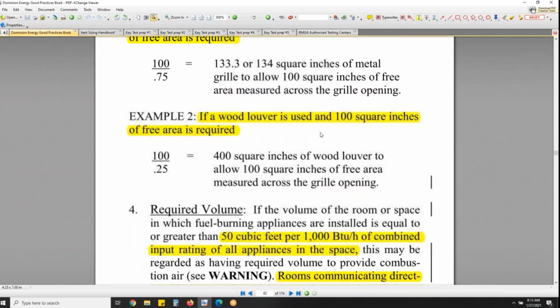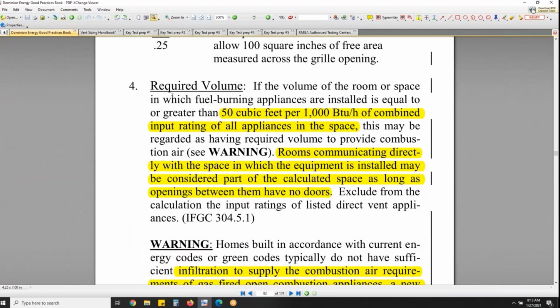So we need to go find that example. Required volume, number 4. If the volume of the room or space in which the fuel burning appliances are installed is equal to or greater than 50 cubic feet per 1,000 BTUs of combined input rating of all appliances in the space, this may be regarded as having required volume to provide combustion. So if it does not have required volume, Carlos, in the industry, that is called a confined space. If you do not have required volume, it's known as a confined space.